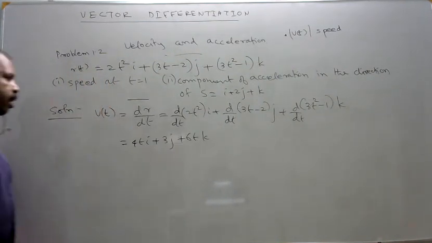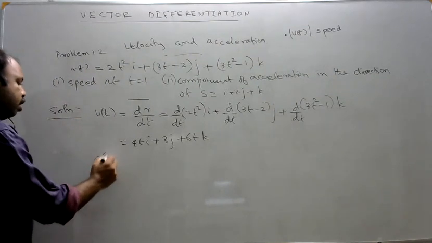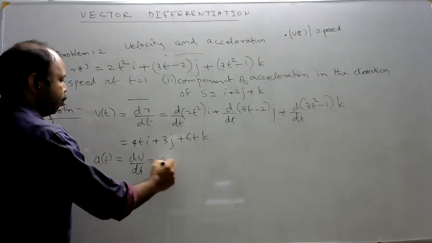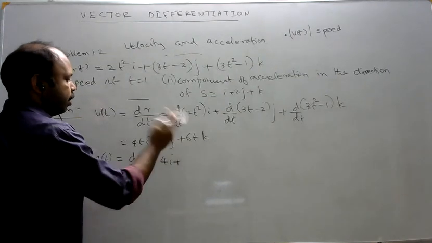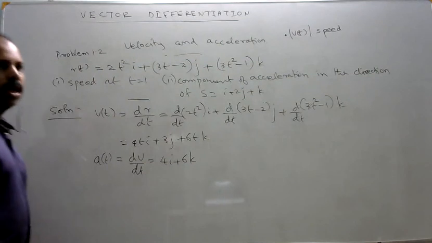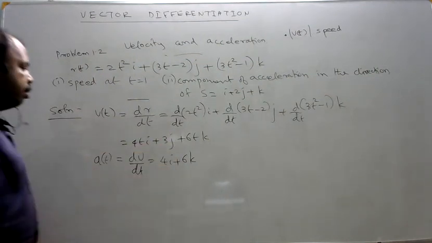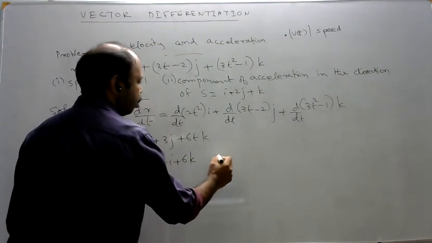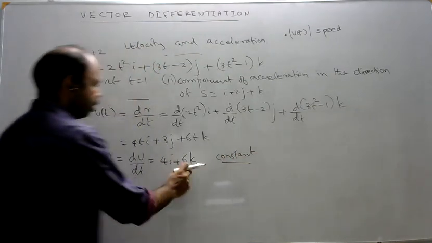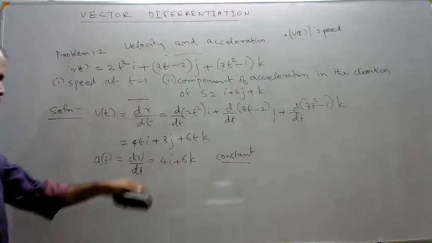We next find the acceleration vector a(t) equal to dv by dt, which is simply 4i plus derivative of 3, 0, plus 6k. Now this shows that the acceleration vector is constant. It's a constant vector, because here there are no t terms.